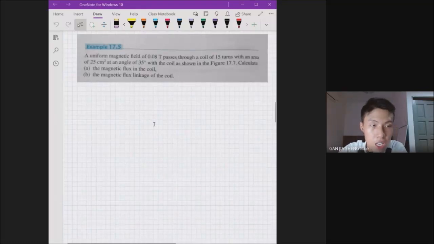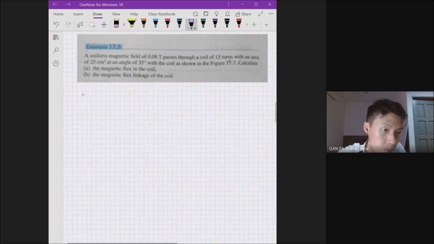So here's the first question. A uniform magnetic field of 0.08 Tesla passes through a coil of 15 turns. So let's say you have a uniform magnetic field. I'll describe it by using something like this. Okay, so this uniform magnetic field here is 0.08 Tesla. So I can label it as B equals 0.08 Tesla. And it passes through a coil of 15 turns with an area of 25 cm squared.